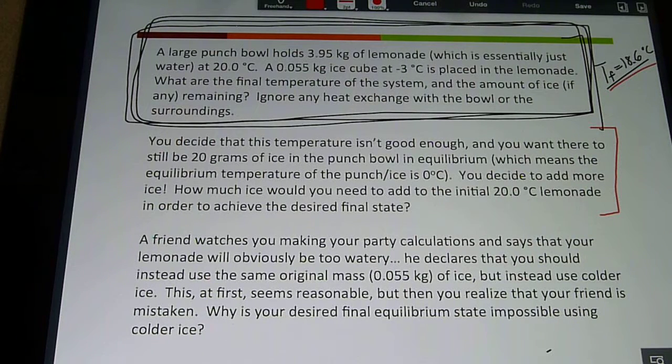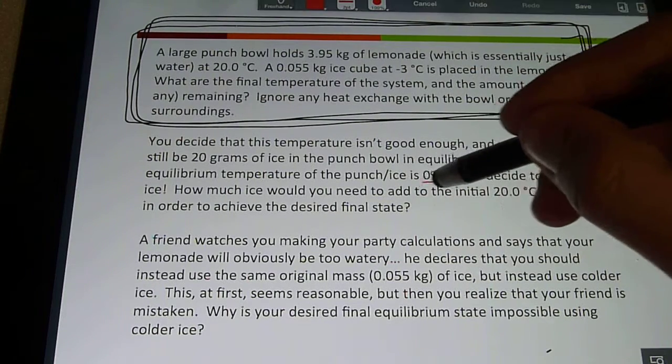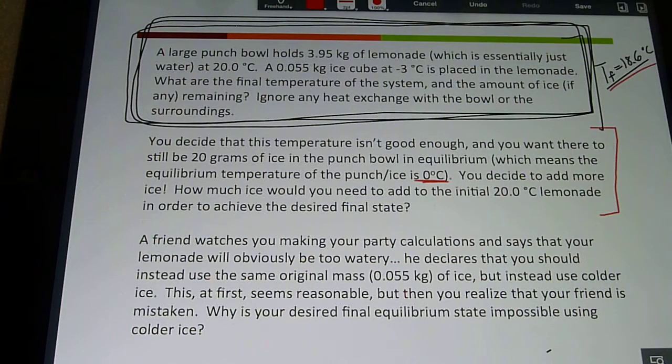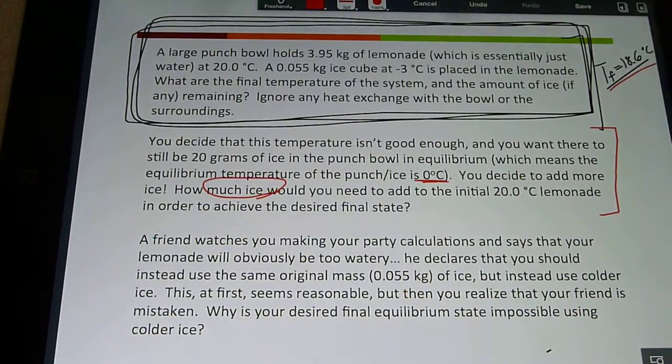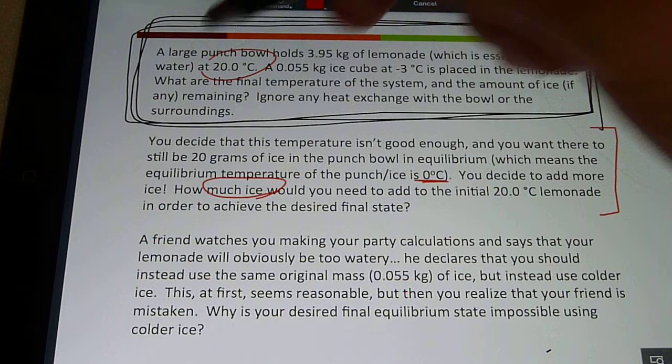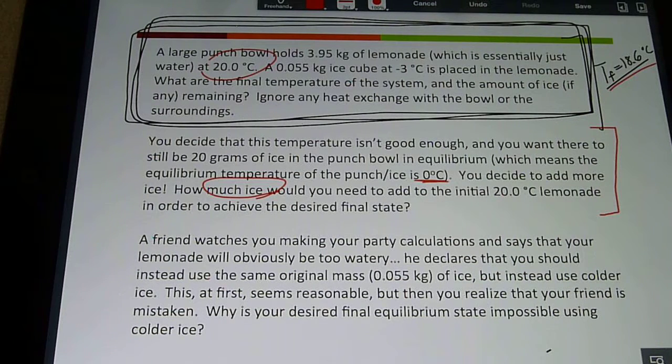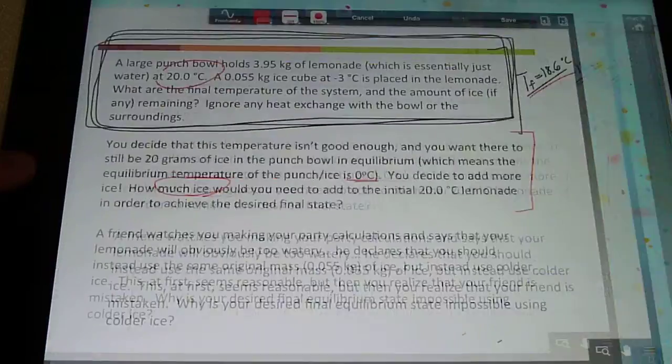Having ice and liquid together in the final state at the same time means that our final temperature is 0 degrees. So we want to know how much ice, that's the first thing we're going to talk about, how much ice do we need to add to our initial lemonade at room temperature, 20 degrees Celsius, in order to achieve that state. So we have to think about, well, what is going to happen with these objects that we have? We have some lemonade and we have some ice.